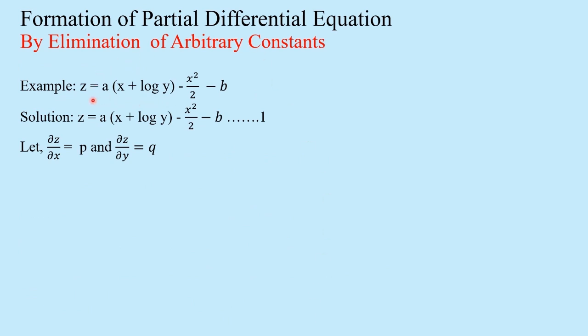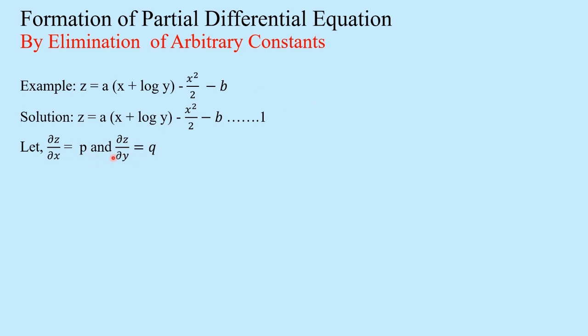Now we'll take an example with log. So z = ax + log y - x²/2 - b. Here in this example, arbitrary constants are a and b. Independent variables are x and y. z is the dependent variable. Here the number of arbitrary constants is equal to the number of independent variables. So we get a linear partial differential equation.